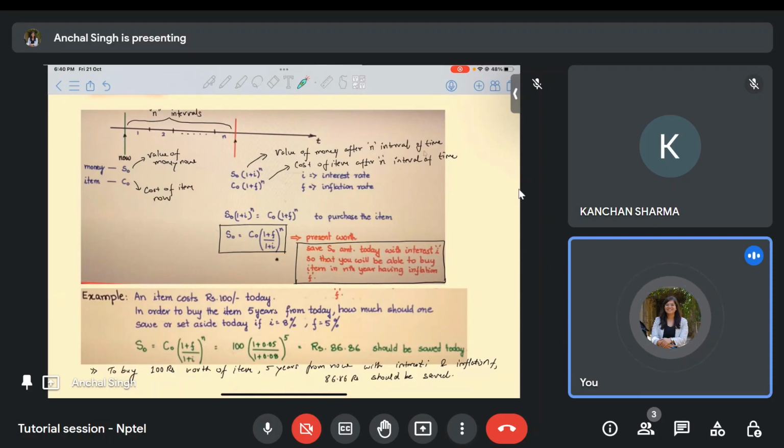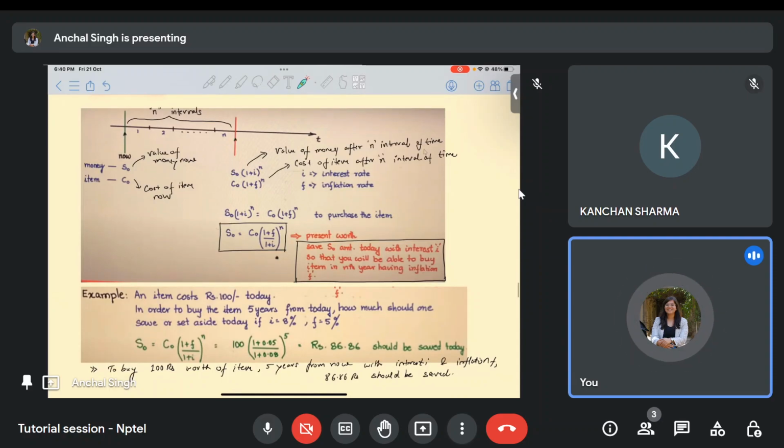Let us take an example. If you have an item and you have certain money right now, let us assume that the value of my money is S naught and the cost of my item right now is C naught. Then after n intervals of time, if I have I rate of interest and F rate of inflation, the value of my money after n intervals will be S naught into (1 plus I) to the power n, if I am assuming the compound interest growth model, and the cost of that item will be C naught into (1 plus F) to the power n.